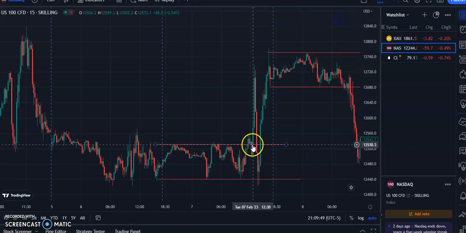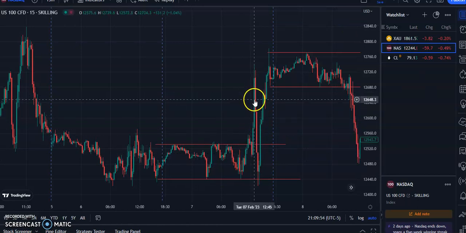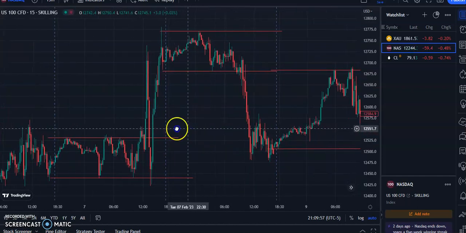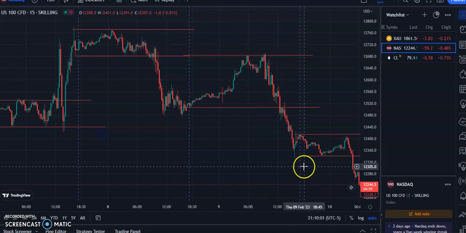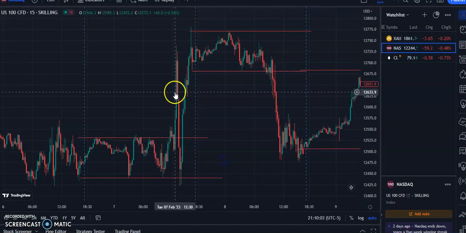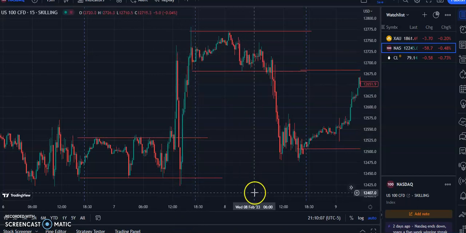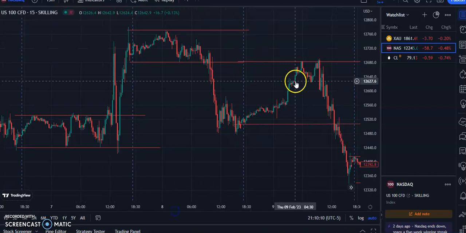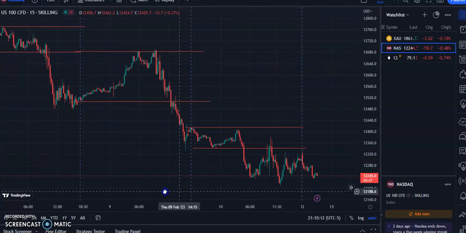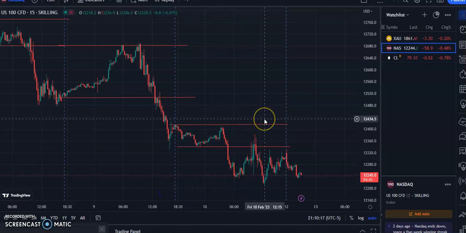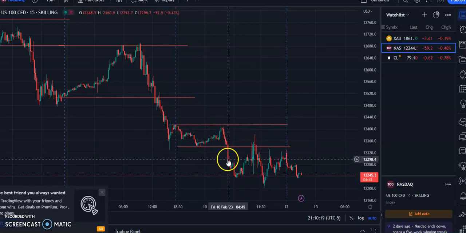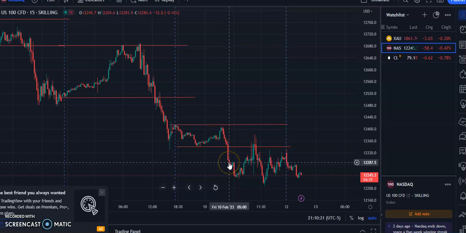Now, look at the way this market pushed up. When you go to the 1 minute time frame, it is exactly what has happened here. This is the pump, pump, pump, dump. Then pump, pump, pump, dump. This is a dump, dump, dump, pump. Look at the way it has formed. The basics of the pump and dump.